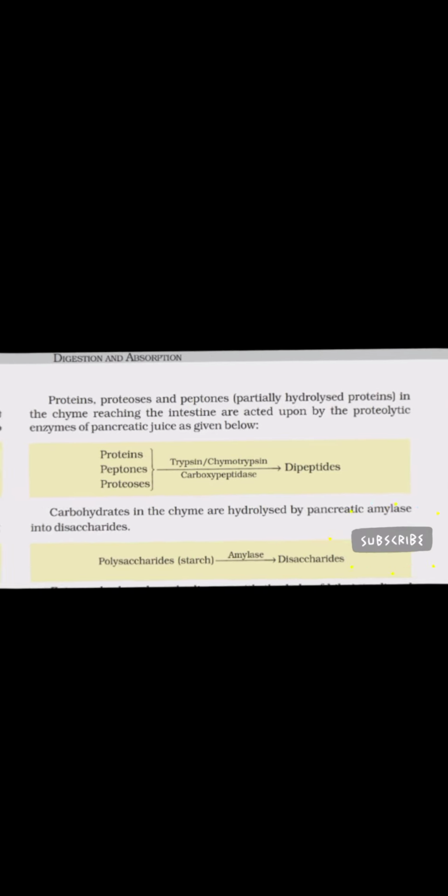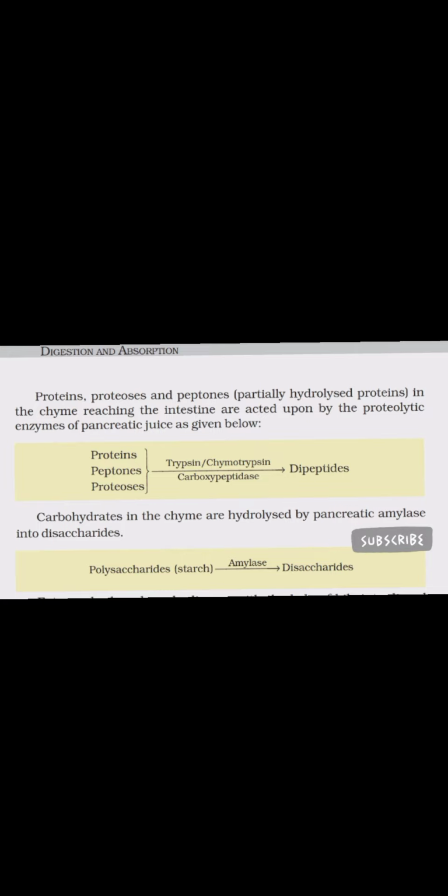Proteins, proteoses, and peptones, partially hydrolyzed proteins in the chyme reaching the intestine, are acted upon by the proteolytic enzymes of pancreatic juice as given below. Proteins, peptones, proteoses, in the presence of trypsin, chymotrypsin, and carboxypeptidases give out dipeptides. Carbohydrates in the chyme are hydrolyzed by pancreatic amylase into disaccharides. Polysaccharides, starch, in the presence of amylase give out disaccharides. Fats are broken down by lipases with the help of bile into di- and monoglycerides. Fats in the presence of lipases give out di- and monoglycerides.